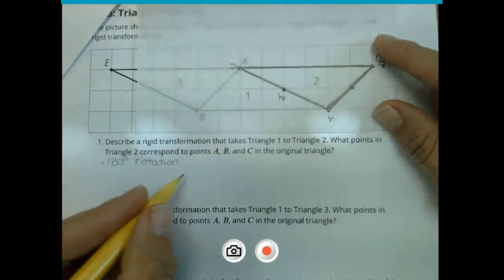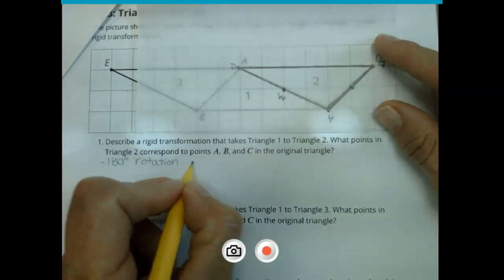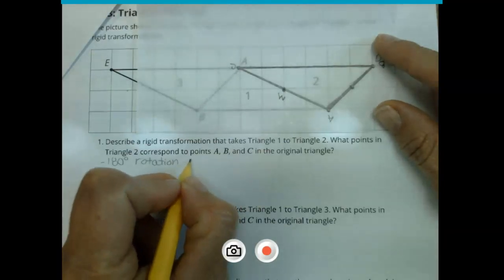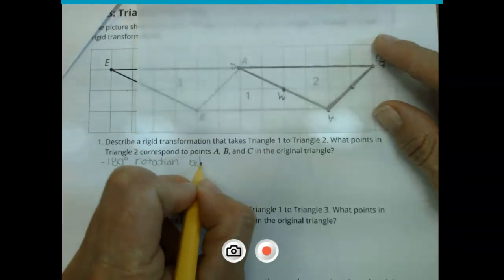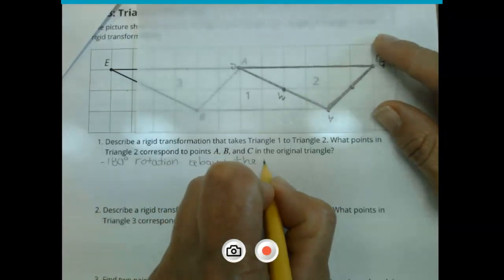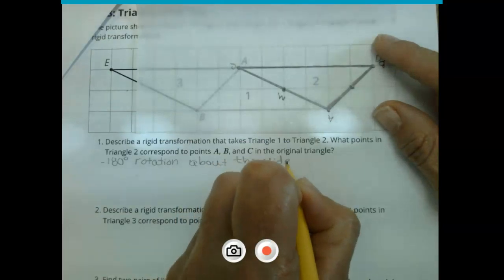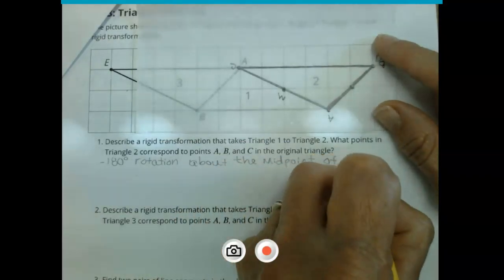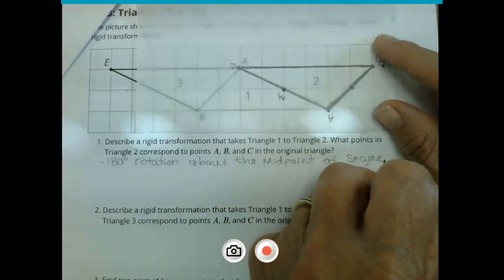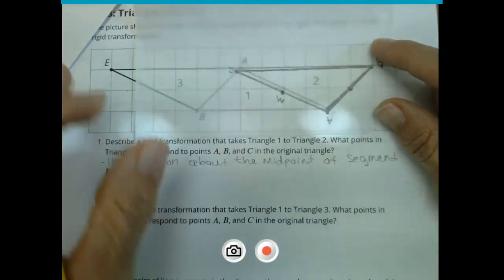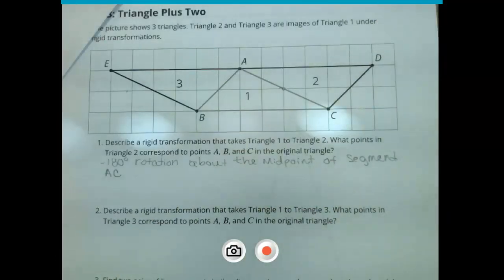So it would be a 180-degree rotation about the midpoint of segment AC. Okay? Now, it asks you a few questions.